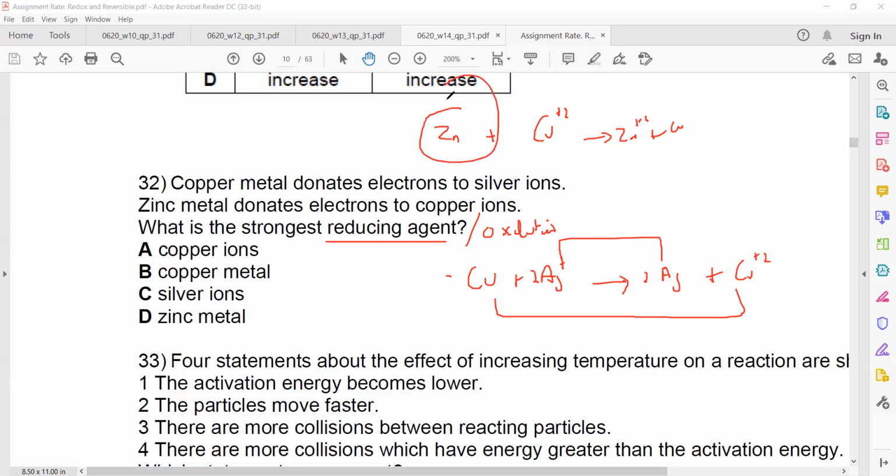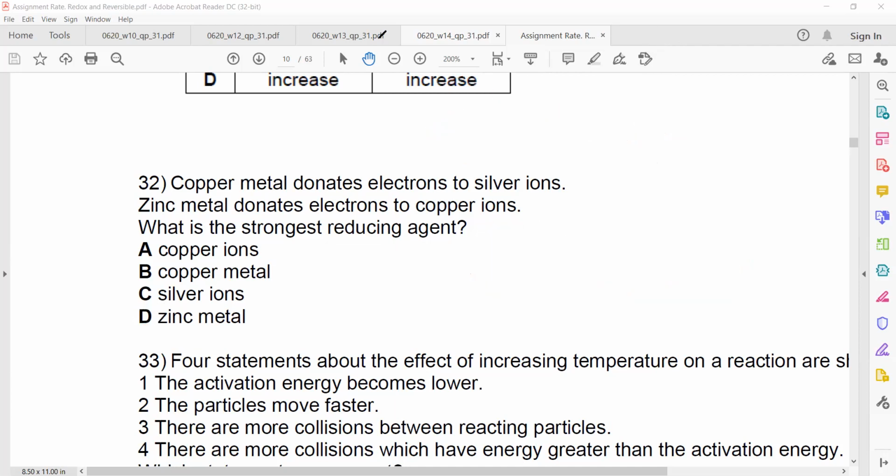So it means zinc can lose electrons much more easily. That's why zinc metal is a reducing agent. And the more reactive the metal, the higher in reactivity, the better the reducing agent. The more reactive metals are always good reducing agents, as they can be oxidized by loss of electrons.